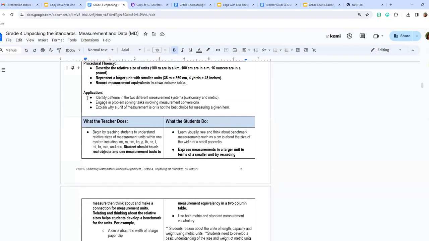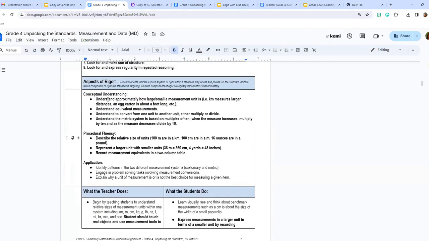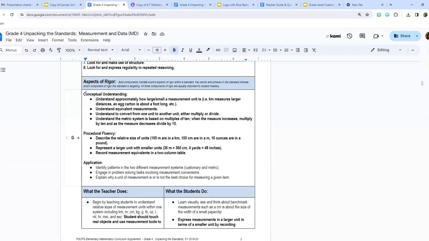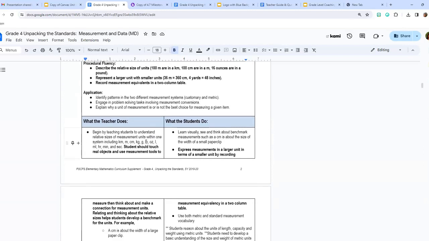Then we have application, right? Notice how this is not bolded here, but it's still here because it is important for them to know. But these bolded items are going to be the explicit aspects of rigor within the standard. Right? So to apply their knowledge, they need to identify patterns in the 2 different measurement systems, customary and metric, engage in problem-solving tasks involving measurement conversions, and then explain why a unit of measurement is or is not the best choice for a given item.